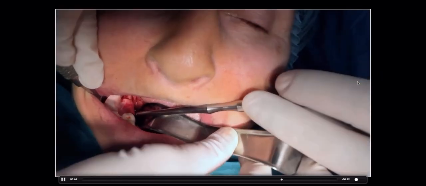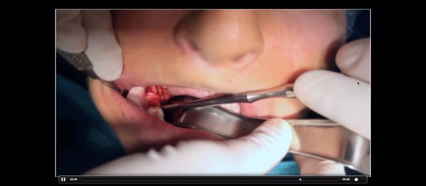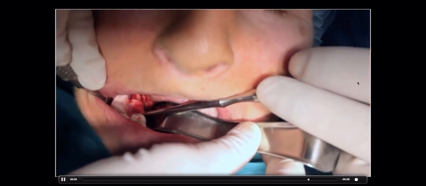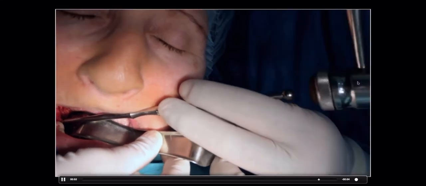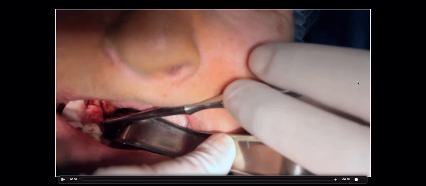The fixation of the membrane, okay, here we are doing it with pins, but it is not common to do it with pins, because in the majority of the cases, the bone angulation here is really difficult, and we can do it only with fixation screws.